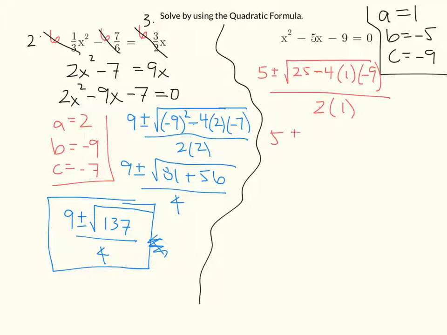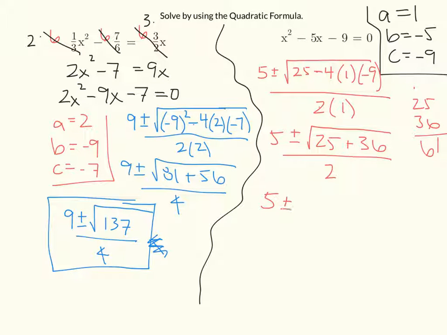Okay, cleaning up the discriminant, what's under the square root, we're going to have 25, again a plus 36, all over 2. 25 and 36 is going to be 61. We cannot break down the square root of 61, so that's our final solution.